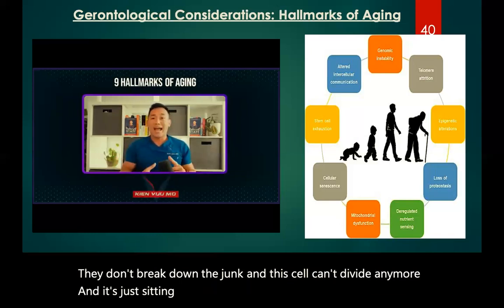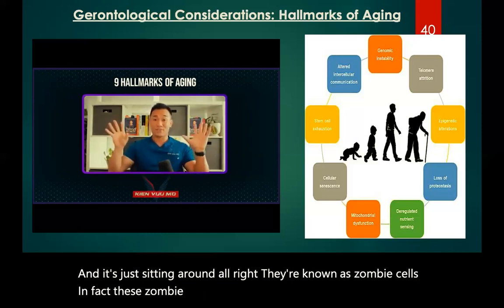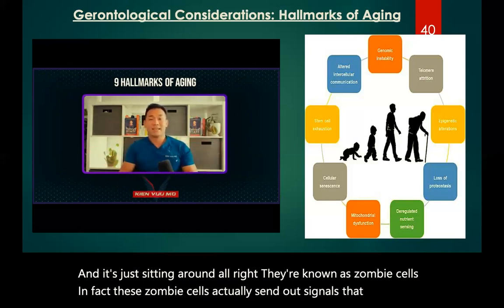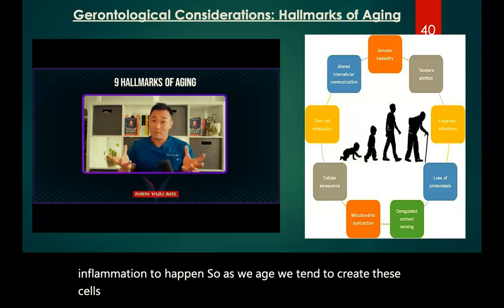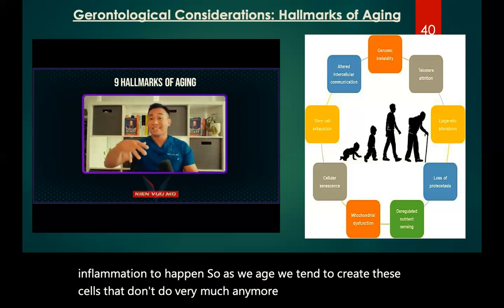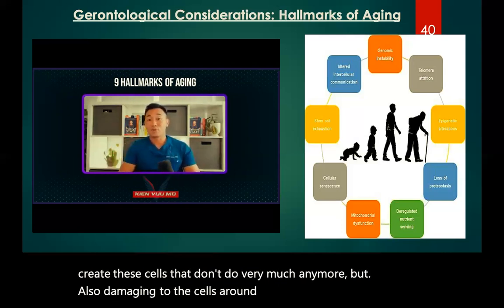All right, they're known as zombie cells. In fact, these zombie cells actually send out signals that cause inflammation to happen. So as we age, we tend to create these cells that don't do very much anymore, but are also damaging to the cells around them. That's called cellular senescence, another hallmark of aging.